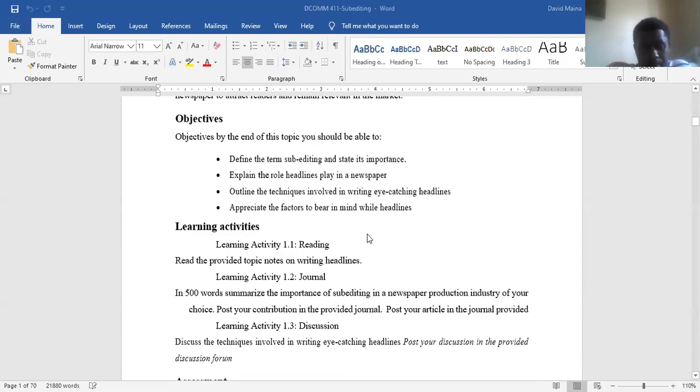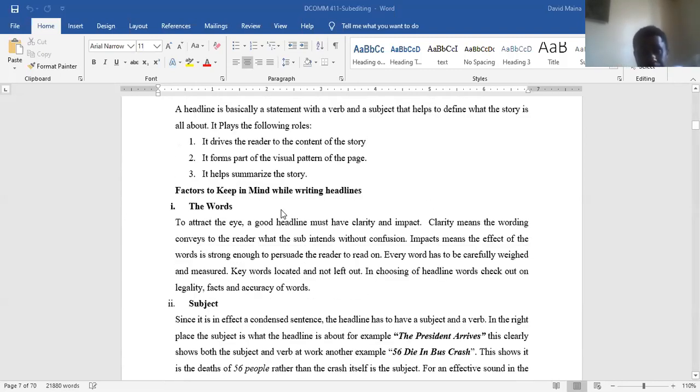So what are the objectives of this course? Number one, you must be able to define the term sub-editing and state its importance. What is sub-editing? What is the importance of sub-editing? You must also be able to explain the role headlines play in a newspaper. You have to outline the techniques involved in writing an eye-catching headline and appreciate the factors to bear in mind while writing headlines.